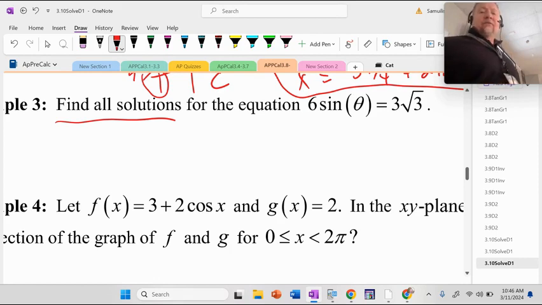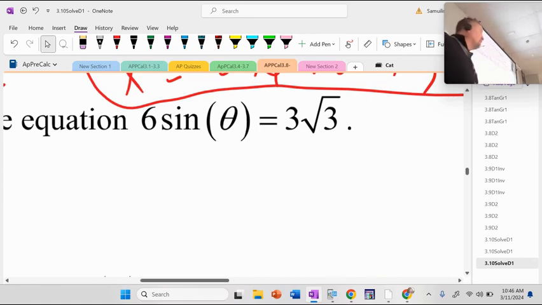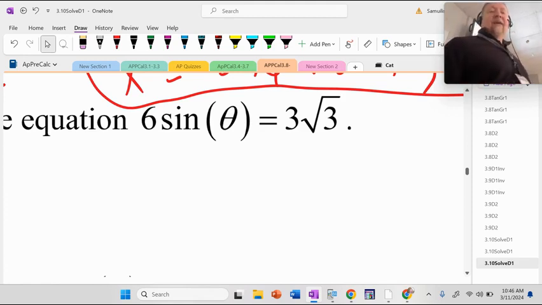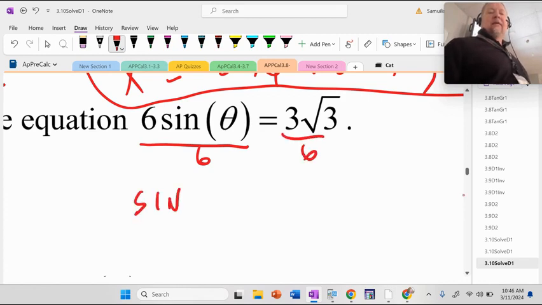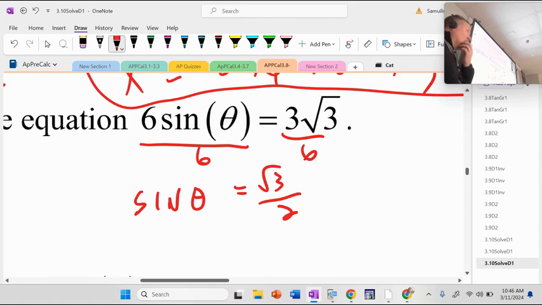I gave this to my Math 2 honors people too, and some people shut down. But what do you simply got to do to get this ready to solve? Anyone? Divide. Okay, and then this becomes sine of theta equals, okay, that's root 3 over 2. That's easy. What is that, pi over 4 or pi over 6? It's one or the other.